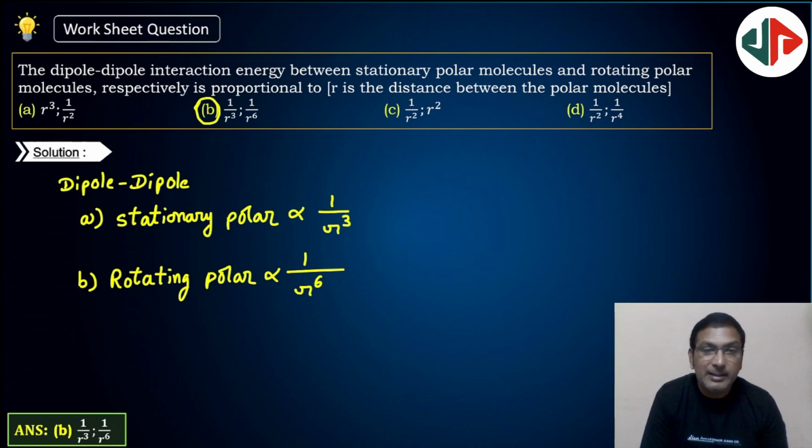Dipole-dipole interaction energy in case of stationary, that means not moving, molecules at rest, that interaction energy is directly proportional to 1 by r cube. In case of rotating polar molecules, directly proportional to 1 by r power 6. Here r is the distance between two molecules.